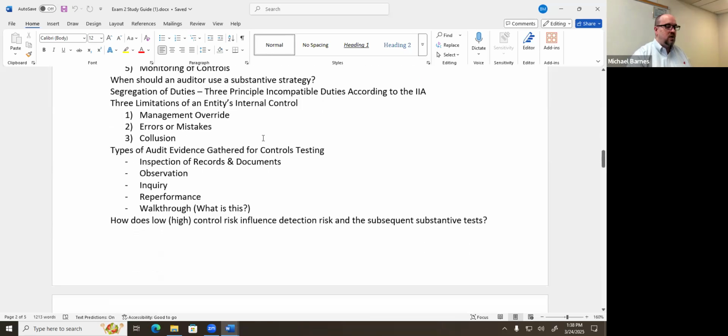Limitations of these internal controls. This is one of my favorite things to talk about. So remember, controls are great. Controls are not perfect. They can't solve every single problem. So these are 3 limitations that even a good system of internal controls cannot effectively address: management override, errors and mistakes, and collusion. All 3 of those are scenarios that controls may not be effective in answering.